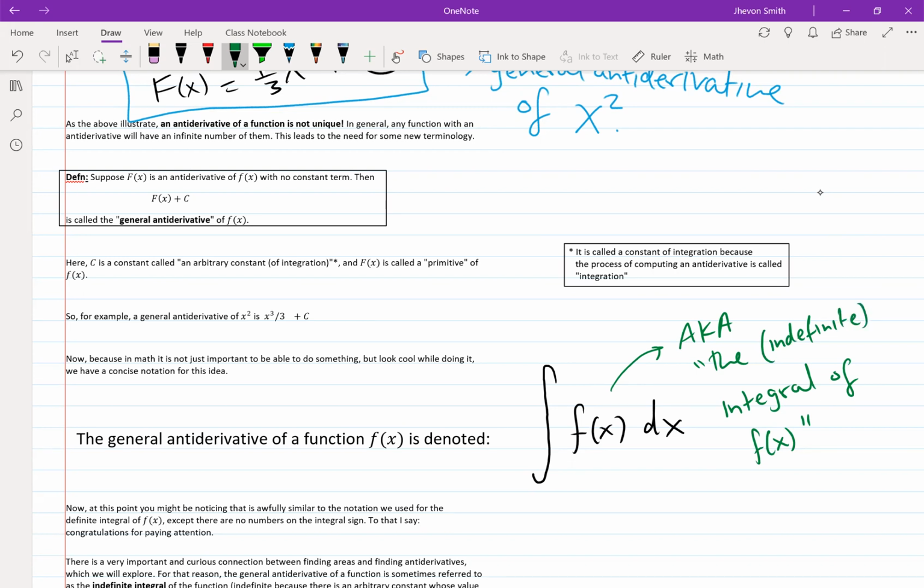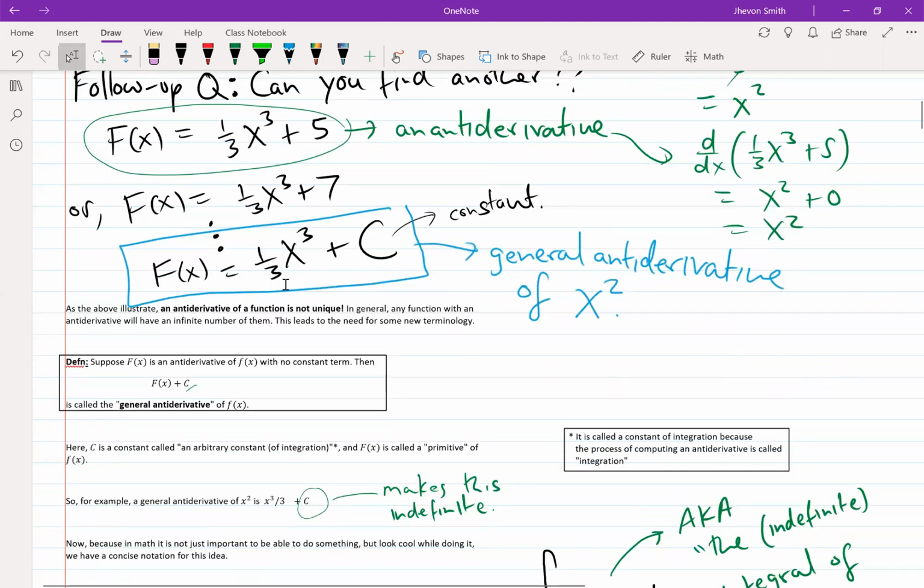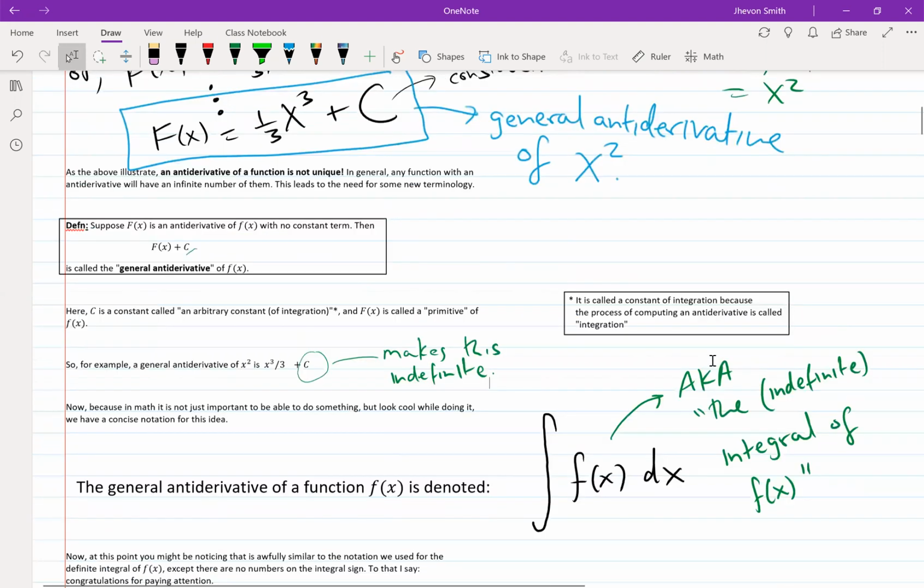Now, why is it indefinite? Well, it's because the plus c, this part makes it indefinite. You don't definitely know what the answer is. You don't know exactly which antiderivative you'd really want for a particular situation, okay? So the most general antiderivative for x squared is a third x cubed plus c. That guy is called the integral of x squared, right?